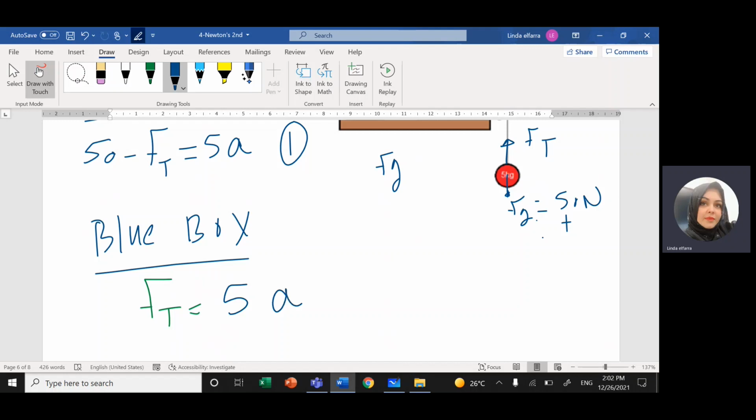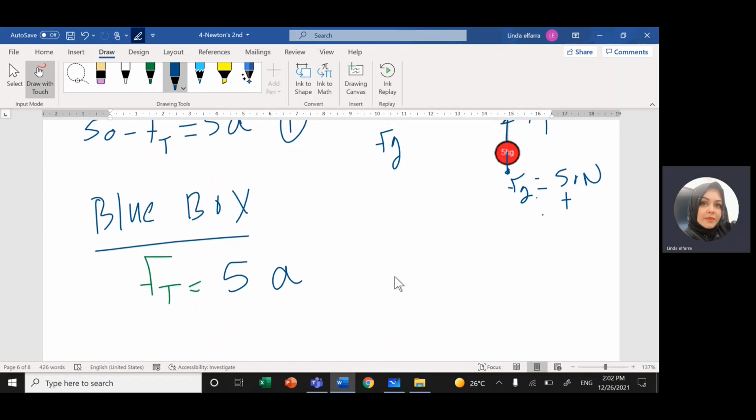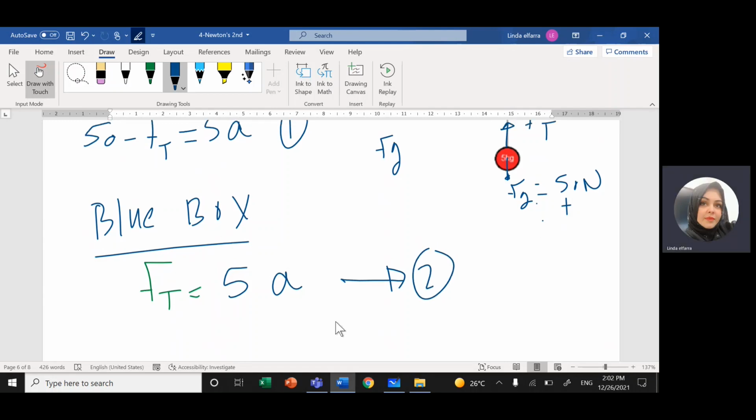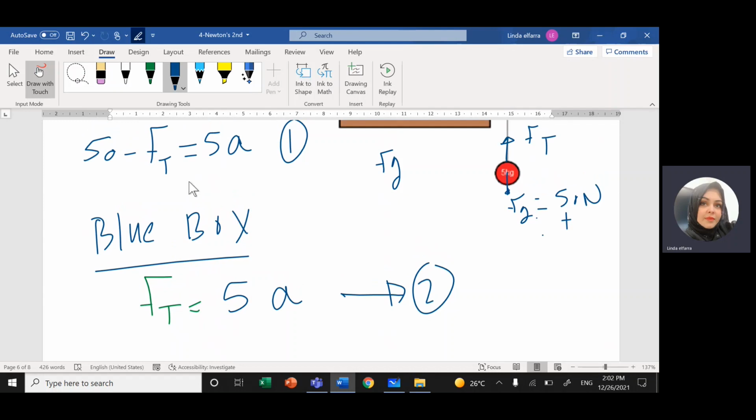times acceleration. So I have two equations with two unknowns. I can take Ft and substitute it here to find the acceleration.